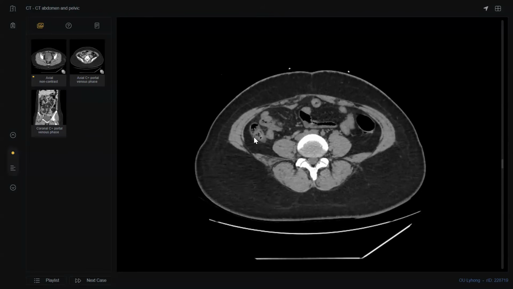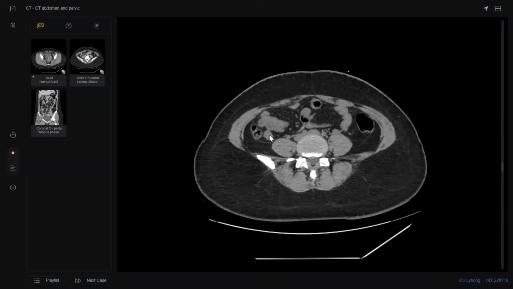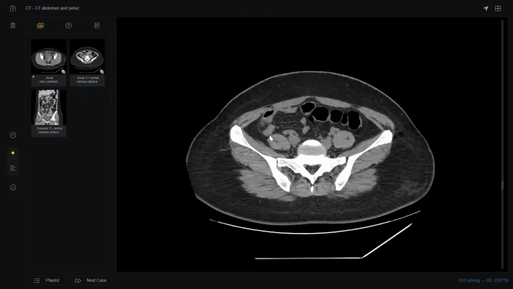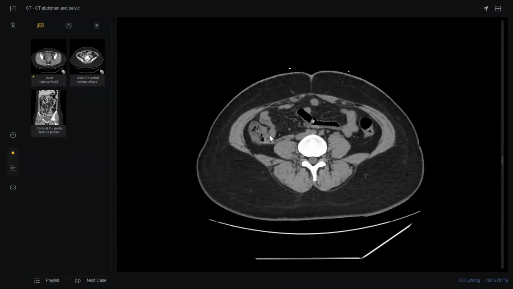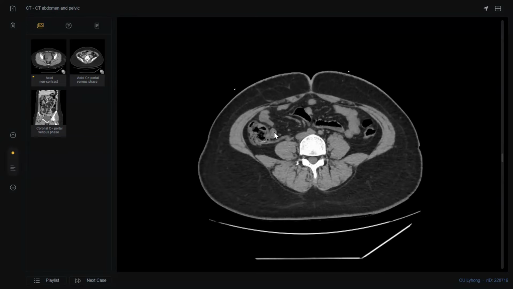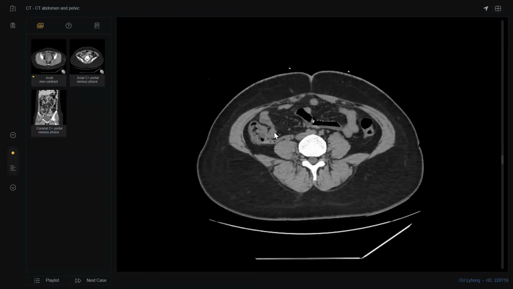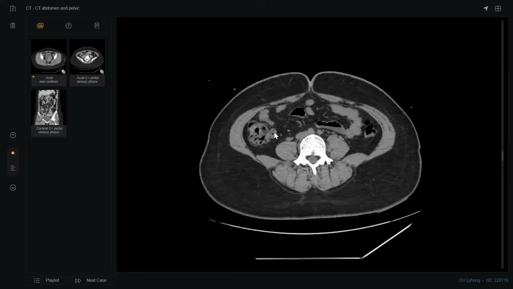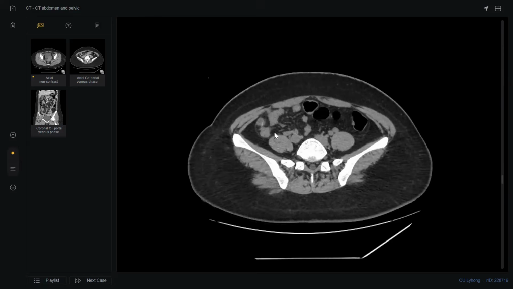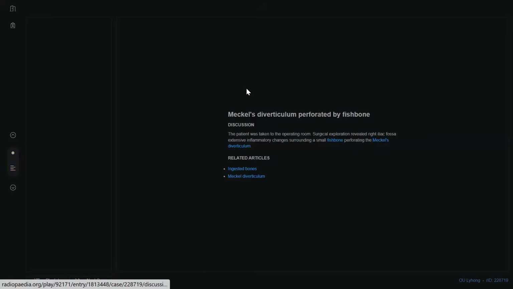Here, it is connected with something, with this structure. So you must follow this one up. It is connected with the terminal ileum, at a distance of a few inches from the ileocecal junction. So it must be a diverticulum. Which diverticulum here? Meckel's diverticulum, containing a fish bone.